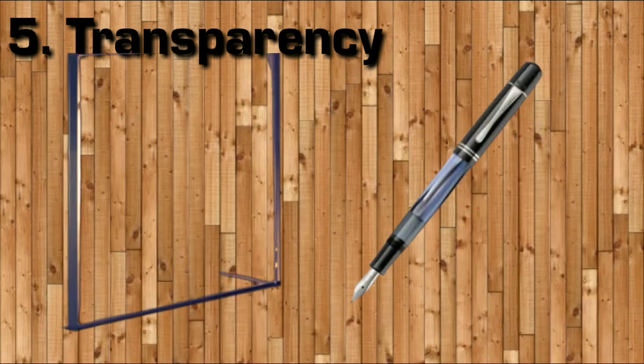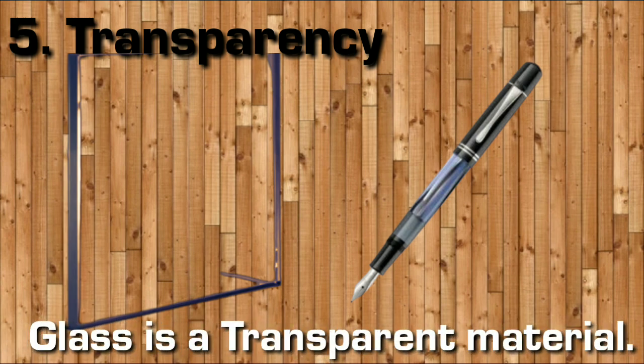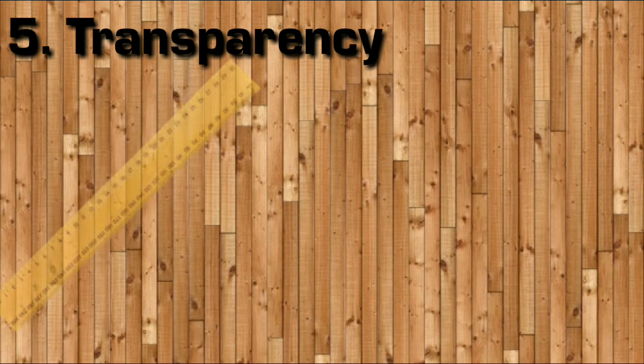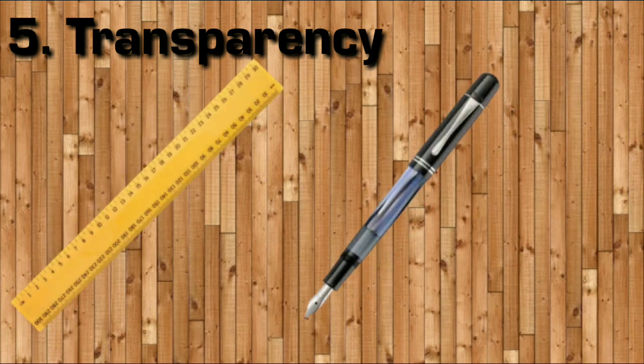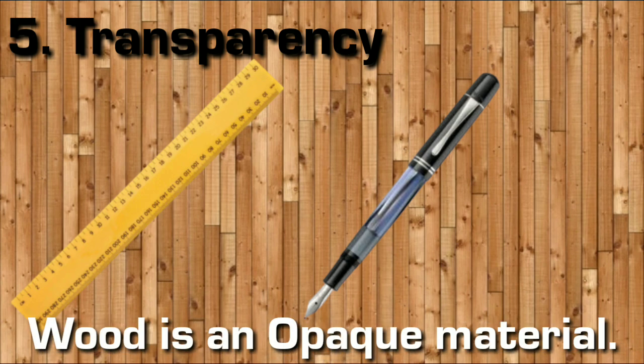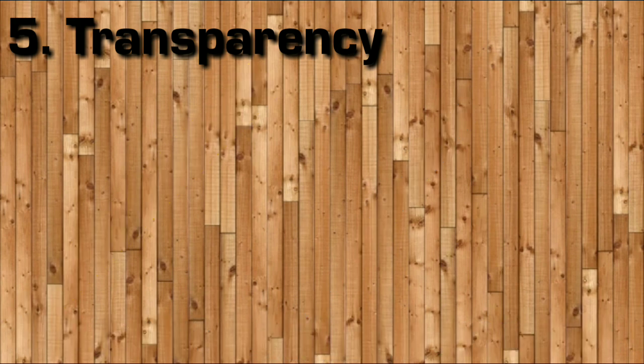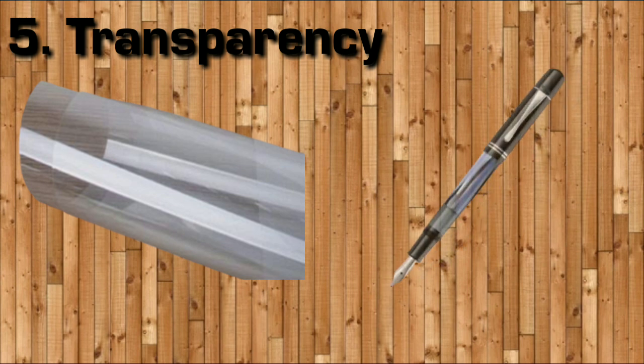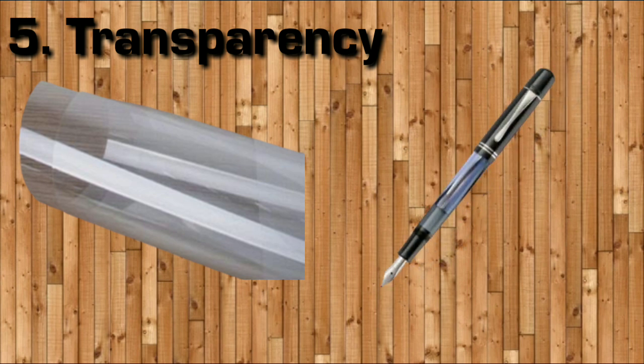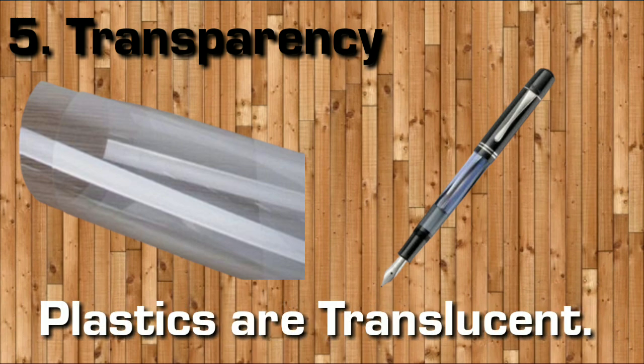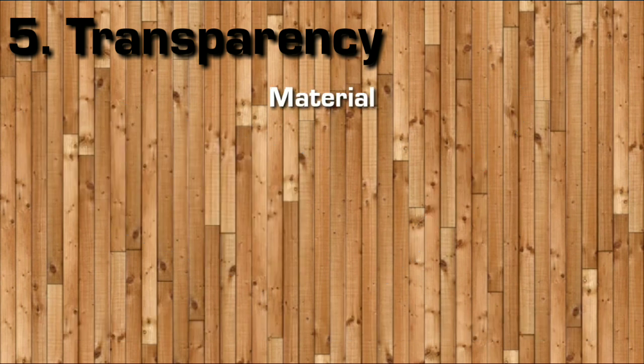If I give you a glass to see a pen through, you can see the pen. Here we can say that glass is a transparent material. If I give you a wooden scale to see that pen, you cannot see that pen. Here we can say that wood is an opaque material. If I give you some plastic to see that pen, you cannot see the pen clearly. Here we can say that plastics are translucent.